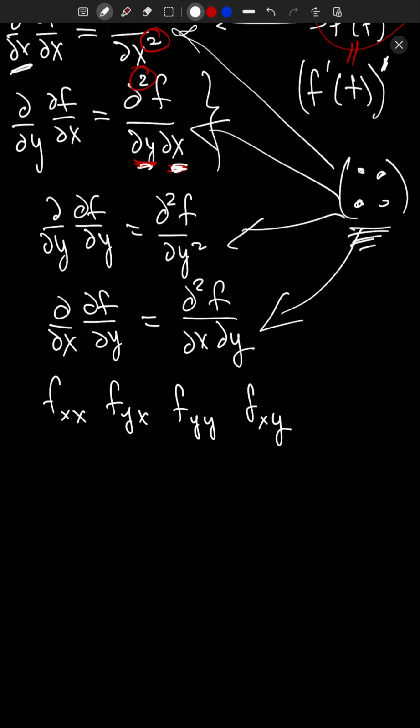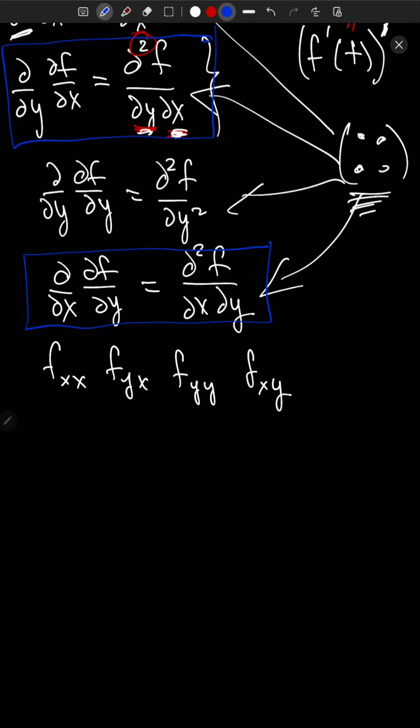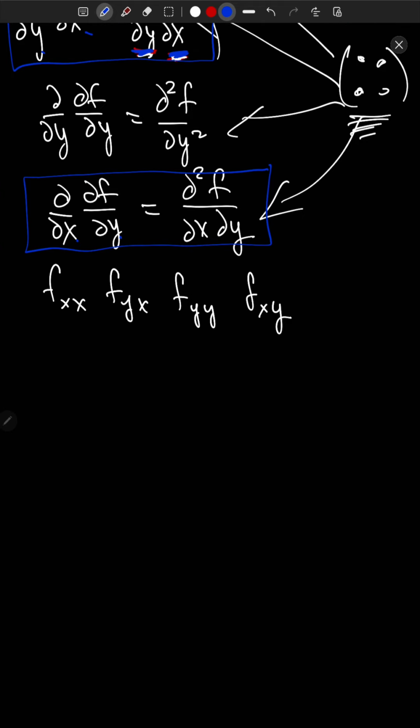Now, ordering. So here we have one interesting thing going on. We have d/dy of df/dx, and we have d/dx of df/dy, right? So we have this ordering that appears like it matters, whether I take the derivative with respect to y first and x second, or x first and y second. And same idea here. It appears like we might have these two guys down here be different.